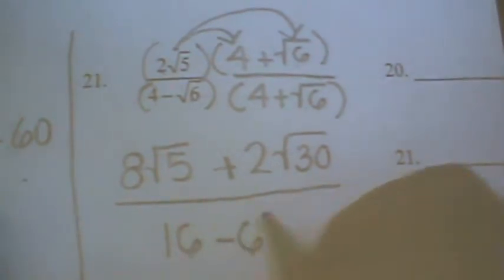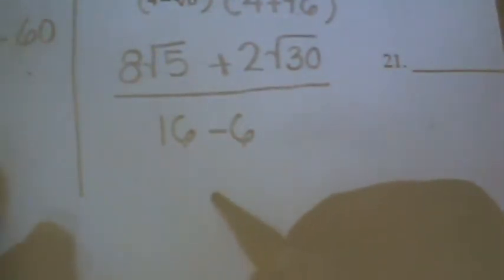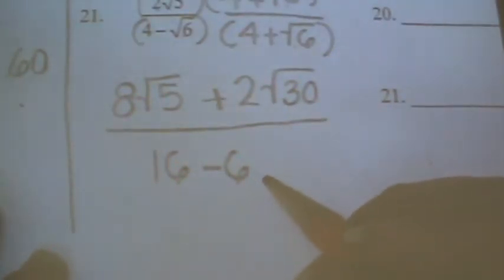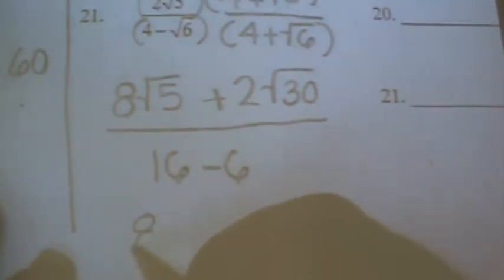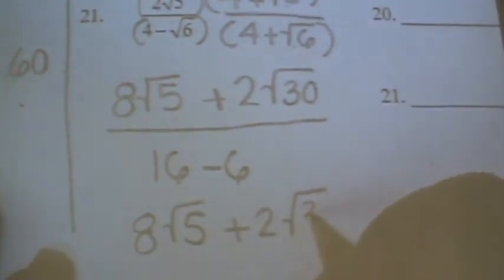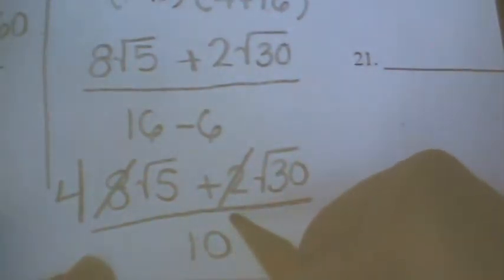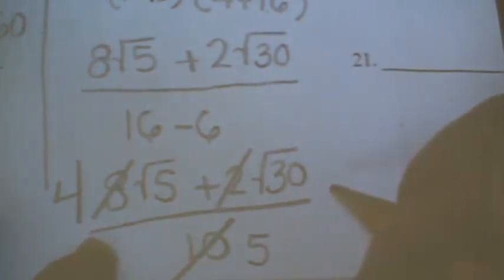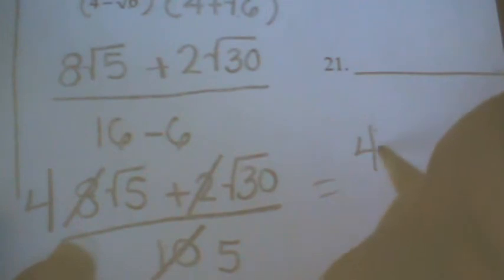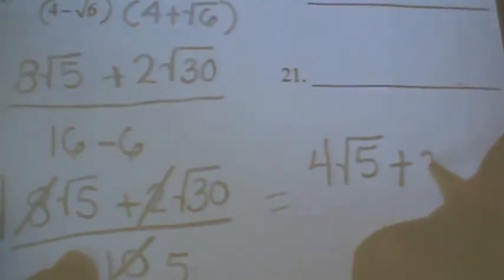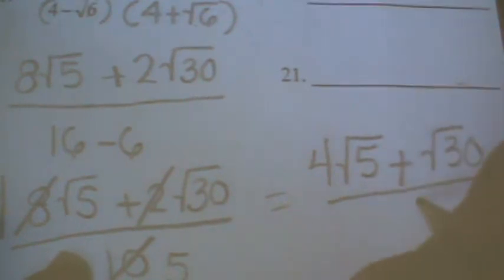16 minus 6. Okay, what could you do now? You can simplify the bottom. You can subtract that. What do you get? 10. One last thing. You can break down the 2 root 30? No, 2 root 30 you can't break down. 2 goes into all 3 of these numbers. Oh, yeah. 2 goes into 2 once, 2 goes into 8 4 times, and 2 goes into 10 5 times. So what's your grand finale answer here? 4 root 5 plus root 30 over 5.